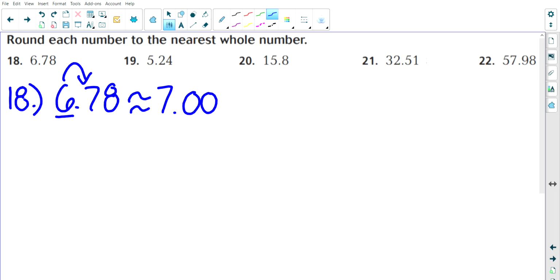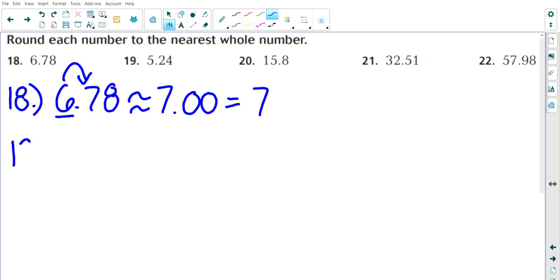Now, 7 and 0 hundredths is also the same thing as just saying the number 7. So if you get two zeros behind the decimal point, you can simplify that by just writing the whole number, especially since the directions say to round to the nearest whole number. I'd like you to convert that just to the whole number when that comes up.